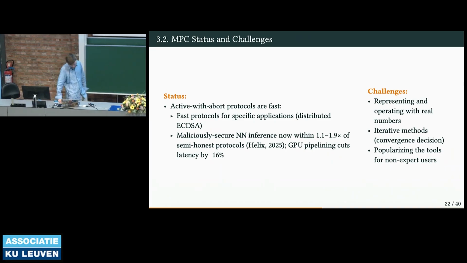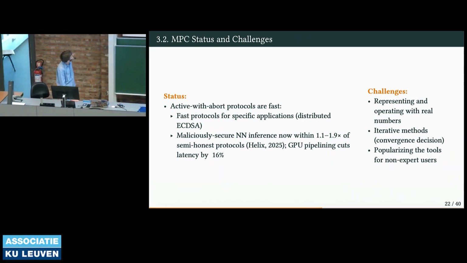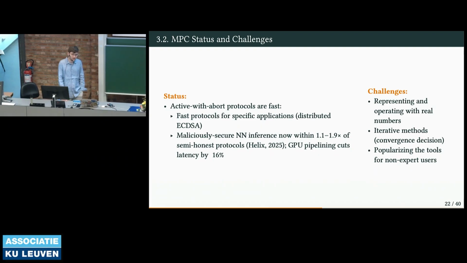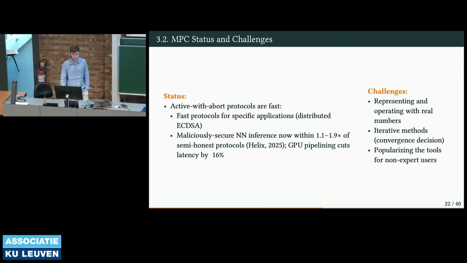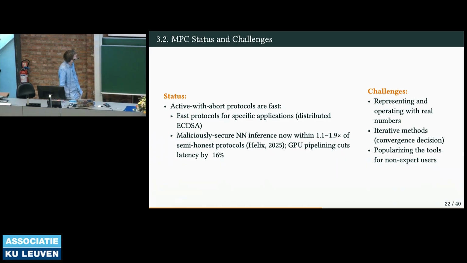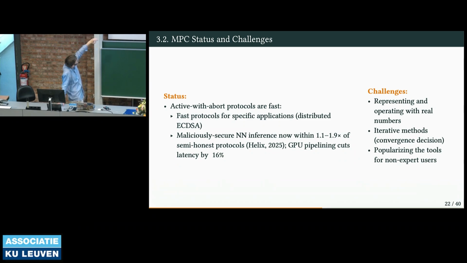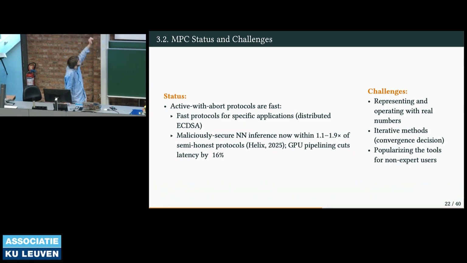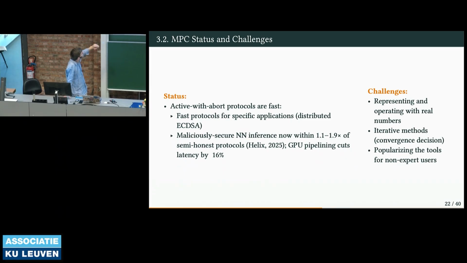For MPC, actively secure protocols are really fast. For example, distributed ECDSA signatures take less than 100 milliseconds, especially if you have only two parties. You can do maliciously secure inference also. We have this malicious versus semi-honest distinction, which is active versus passive security. And usually active security had quite a high overhead. Now this overhead is thinning, but it's still more expensive than just running it in the clear.